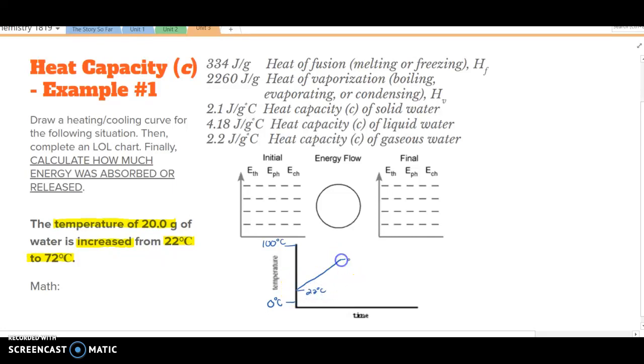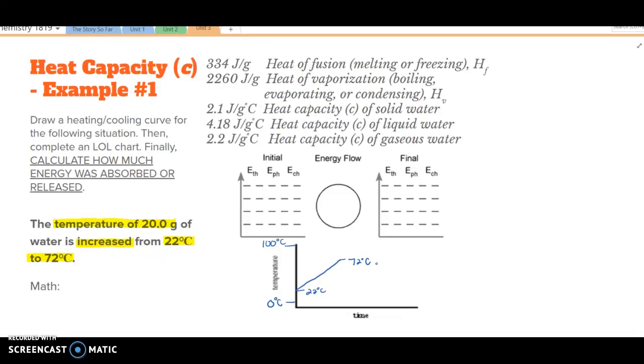22 to 72. So we're going from somewhere around room temperature up to a pretty high temperature. That's not 72 degrees Fahrenheit, that's 72 degrees Celsius. Much hotter than a nice sunny day.